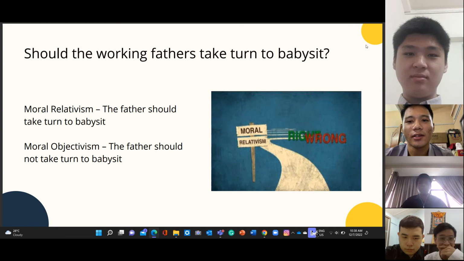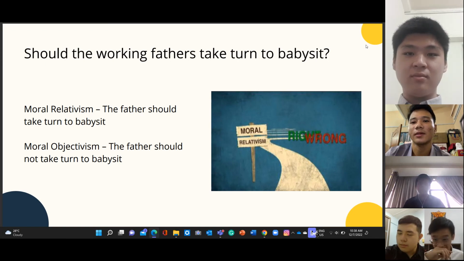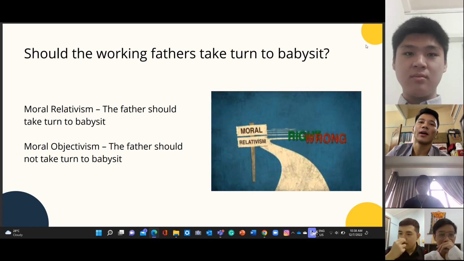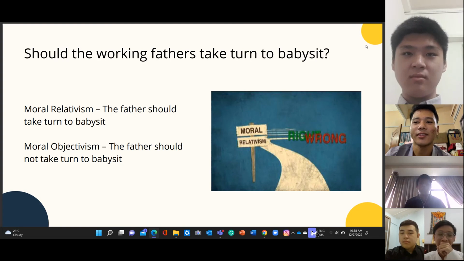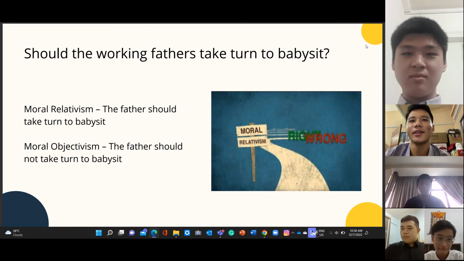Whether the father should take turns or not, it depends on the family. What do they prioritize? Do they prioritize their relationships more than their income or work? I think, in my opinion, the father should take turns because it will bring unity for the family, and it also enhances their relationship. Because I prioritize family over work or income. That's my opinion. And that's all for me. I will pass the time to our next presenter.